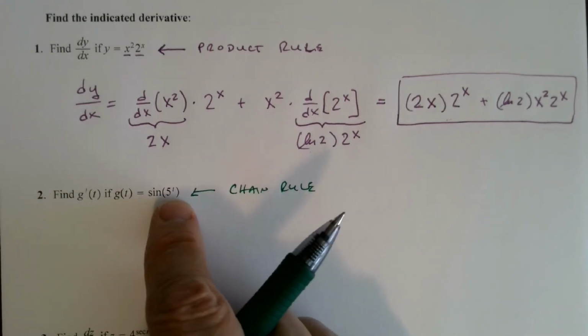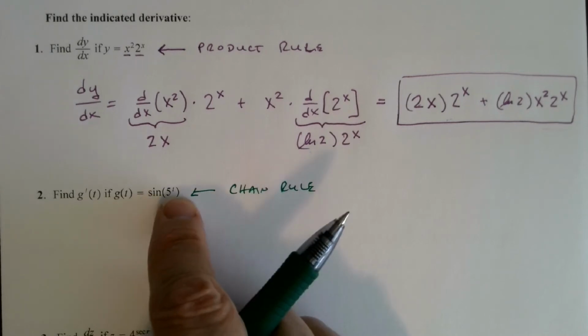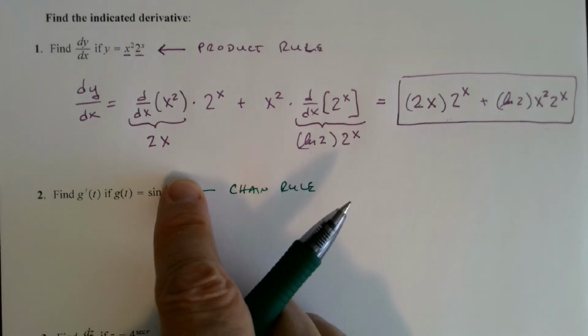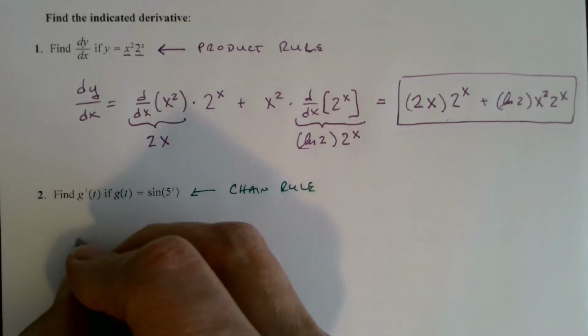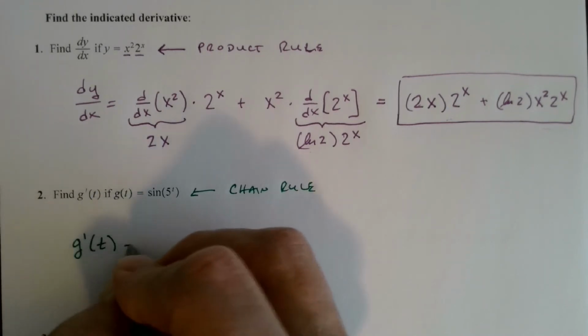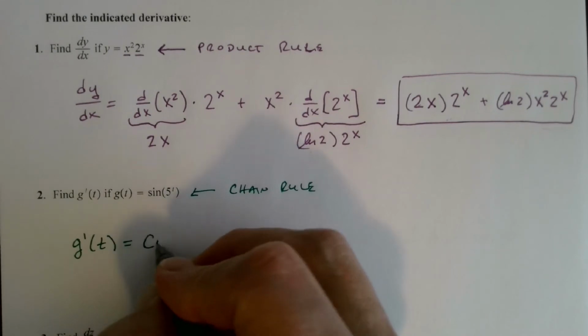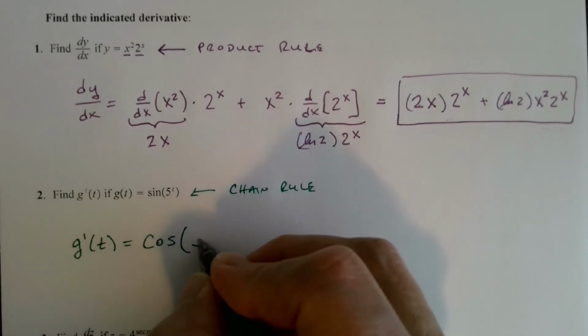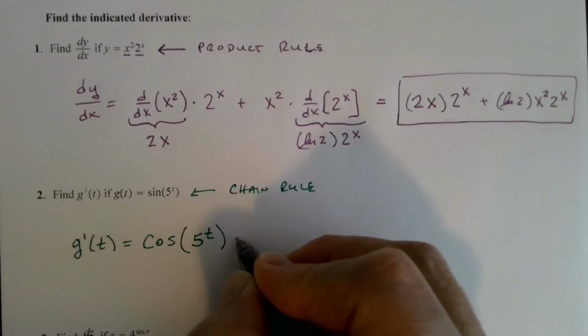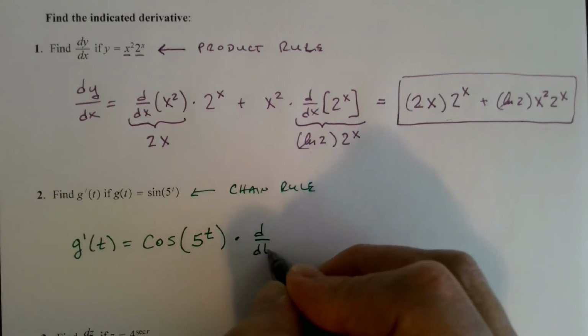This is not a product. This is not sine times 5 to the t. It's sine of 5 to the t. So chain rule says that g prime of t, derivative of the outer function, what's the derivative of sine? It's cosine. Evaluate at the inner function times what? The derivative of the inner function.